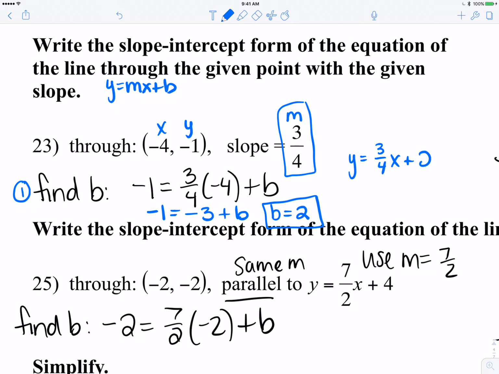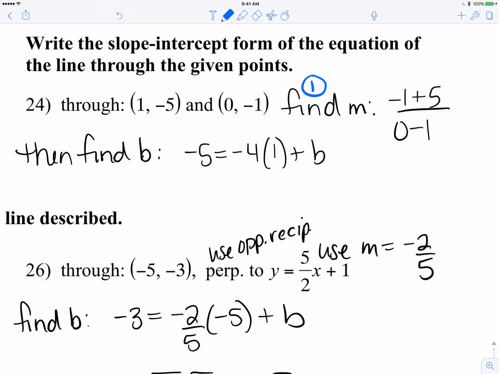And number 24. This time you had to start out by finding the slope. You don't know the slope, you just know 2 points that the line goes through. So we do y minus y in the numerator, -1 plus 5, because it's minus -5, over x minus x in the denominator, 0 minus 1. Okay, that gives us a slope of 4 over -1, which is -4.